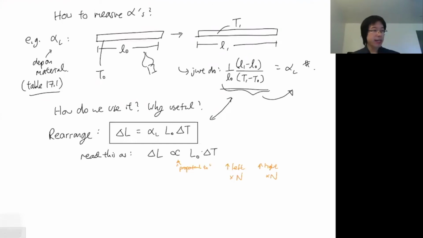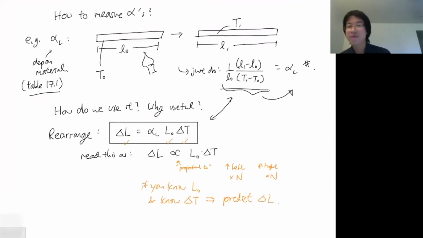So what is it used for? If you know the original length, usually you take a ruler and measure it, and you know what change in temperature you're expecting, then you can predict the new length. You can predict that change in length. So if you know this side and this side, you can predict this side, if you know all these values from the lab, from table 17.1. And that is very important.